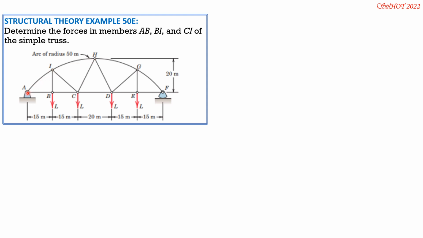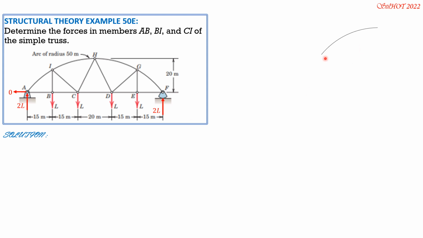But we need the angles that AI makes with the horizontal as well as IH with the horizontal. So we have an arc radius of 50 meters here, and we have 20 meters here, and this horizontal distance, so we can analyze the angles as follows. By symmetry of the loadings, the total load is 4L, and the loadings are symmetrically applied. Therefore, the vertical reaction should be 2L, half of 4L. This is also 2L. There is no horizontal reaction at F. At A there is supposedly, but because the loadings are vertical, then AH is 0.